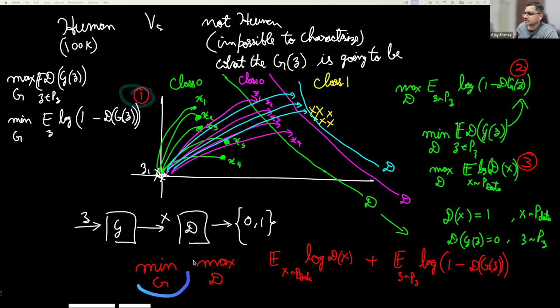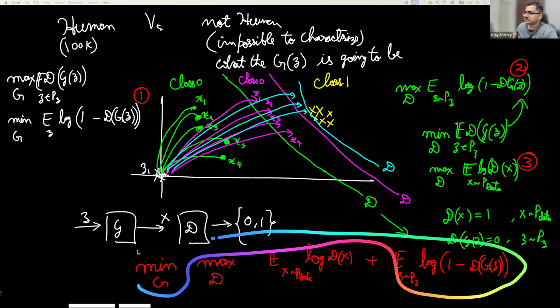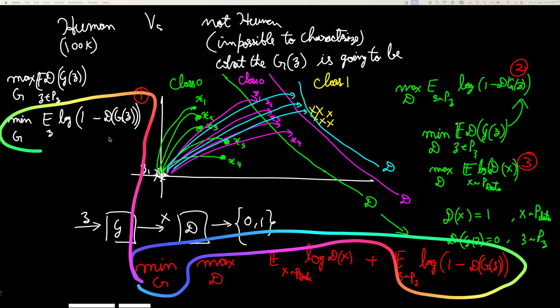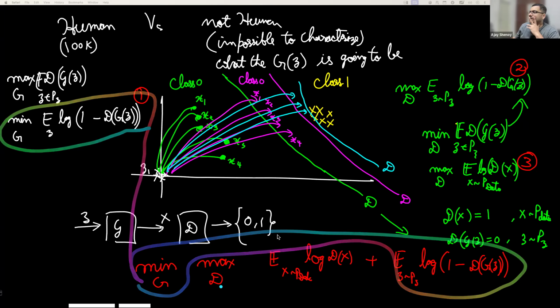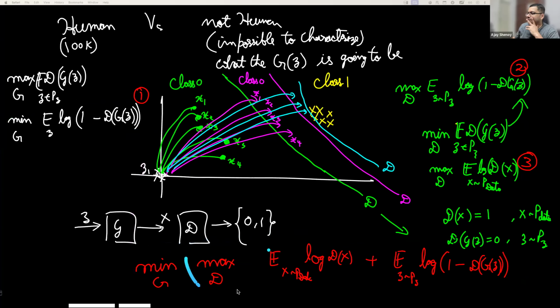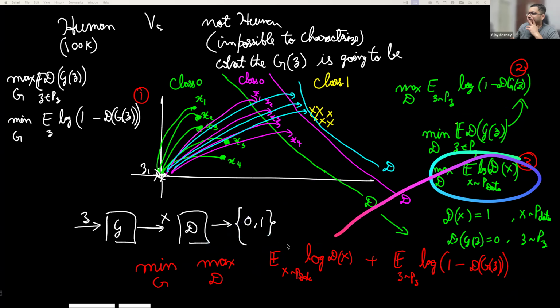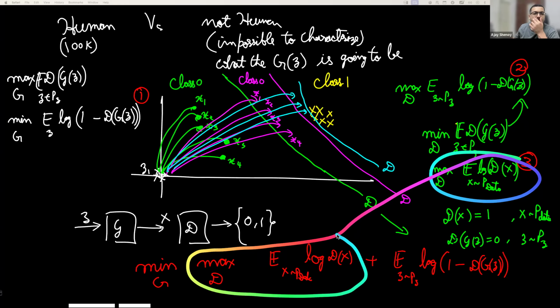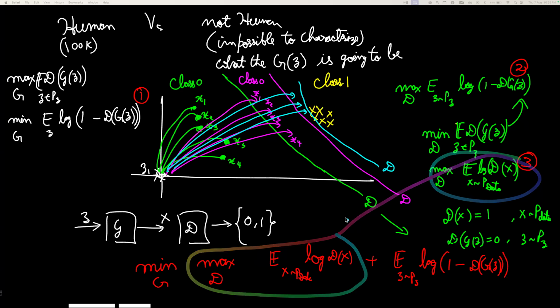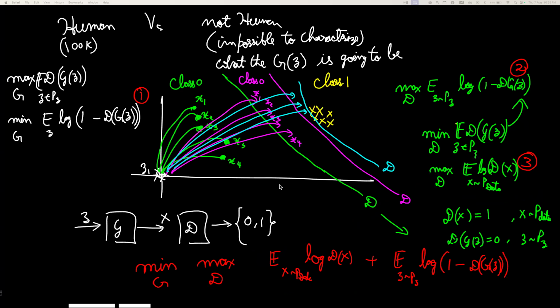Equation 1 is here. Okay, min of G. Okay. Equation 2 is here. Okay. Equation 3 is here. Okay. And this equation.